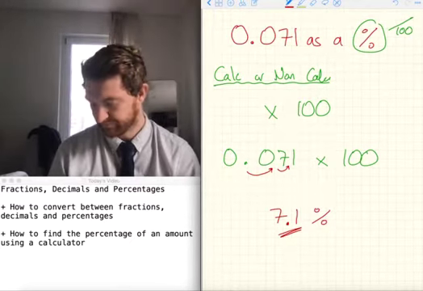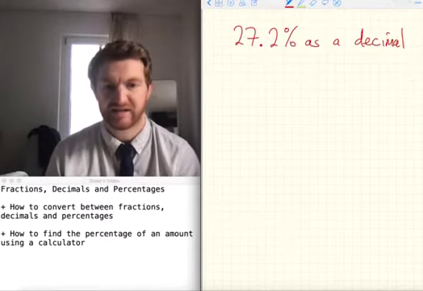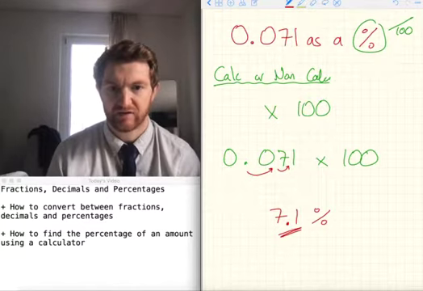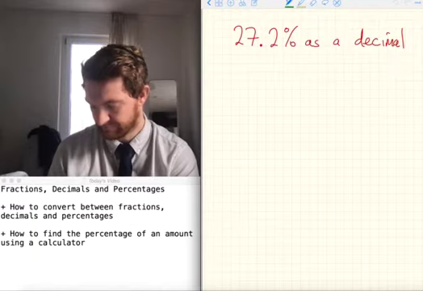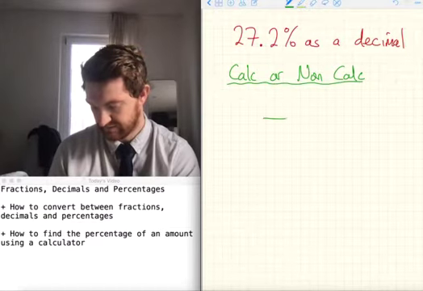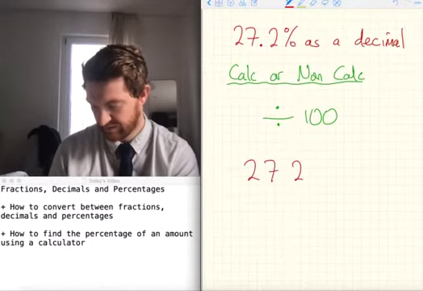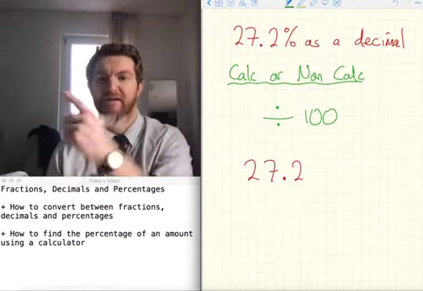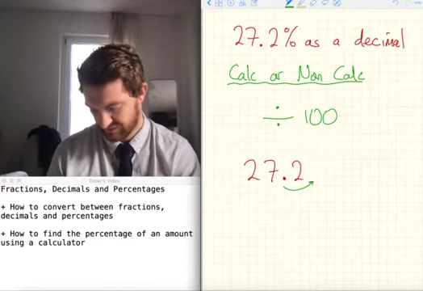Okay. And similarly, going the other way, now we're going backwards. When we went from a decimal to a percentage, we times by 100. So to go the other way, for a calculator or non-calculator, we simply divide by 100. So again, we take our digits, 2, 7, 2, decimal point here at the moment. Before we went to the right, now we're going to go to the left.